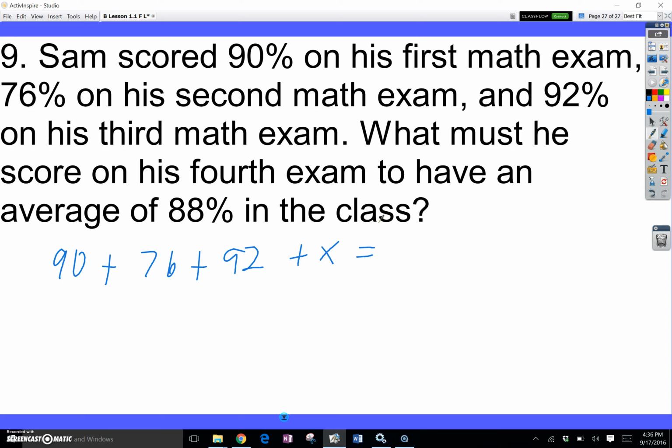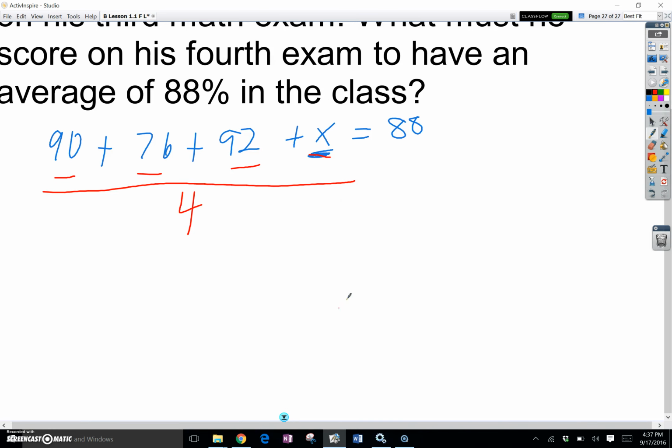I want to know what must he score on that final test if his average is going to equal 88. Now remember, to find the average, I add up the original 4 scores, and I divide by how many total there were, which were 4. So that's how we set up the problem now, but the issue here is I don't know this last test score. So I need to solve for it.